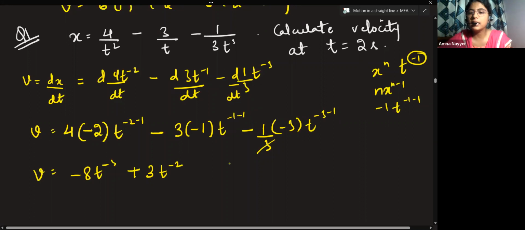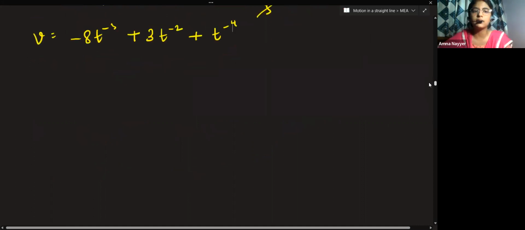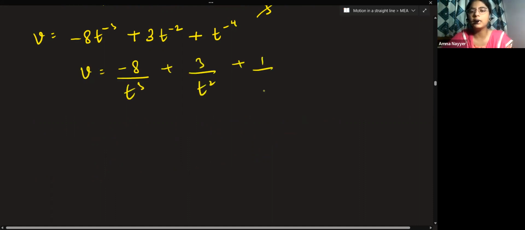Here this 3 gets cancelled. Minus minus becomes plus. This becomes plus t to the power minus 4. This is what we are left with. And we know the value of t. t is given to us as t is equal to 2 seconds. So let's put it in the denominator back. Now we have solved it. Minus 8 by t cube plus 3 by t square plus 1 by t to the power 4.